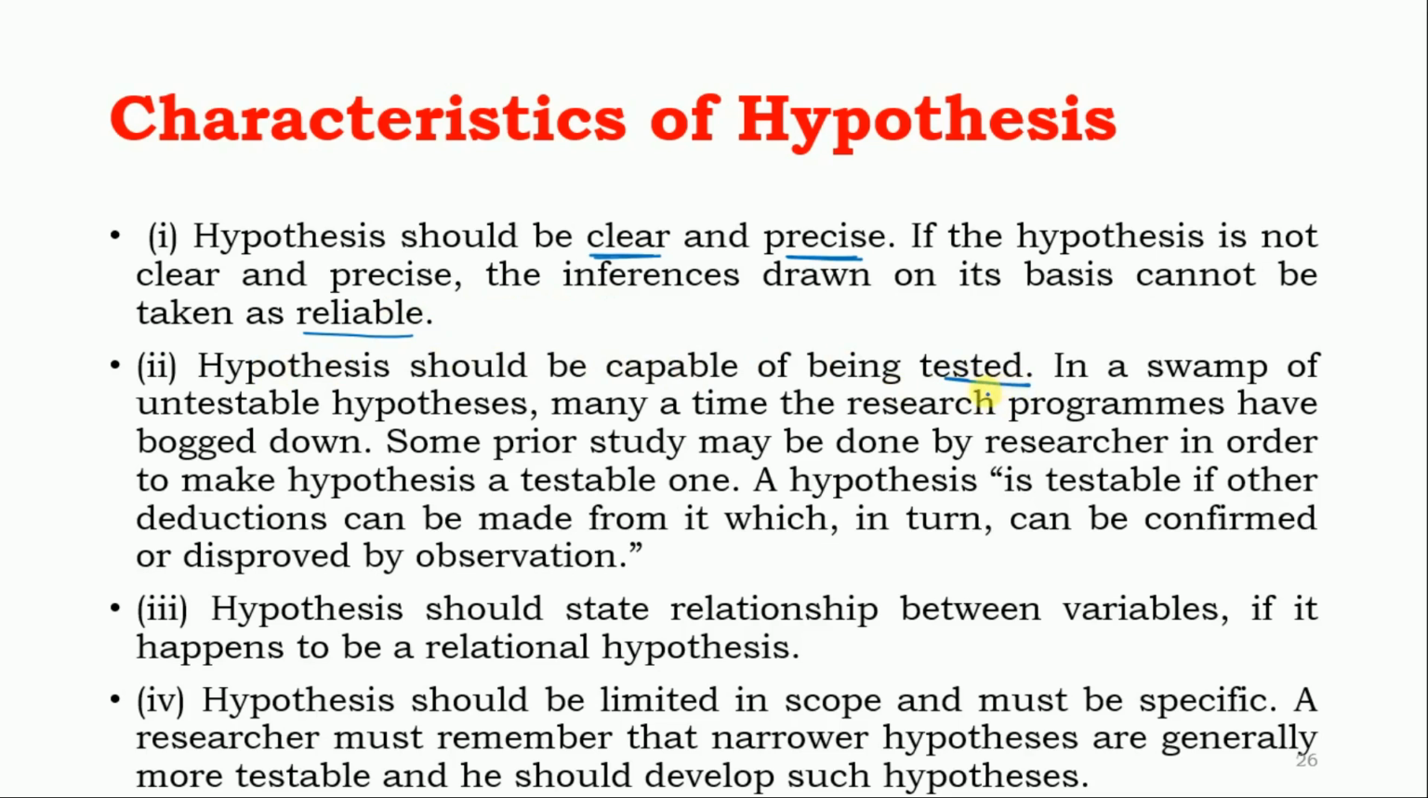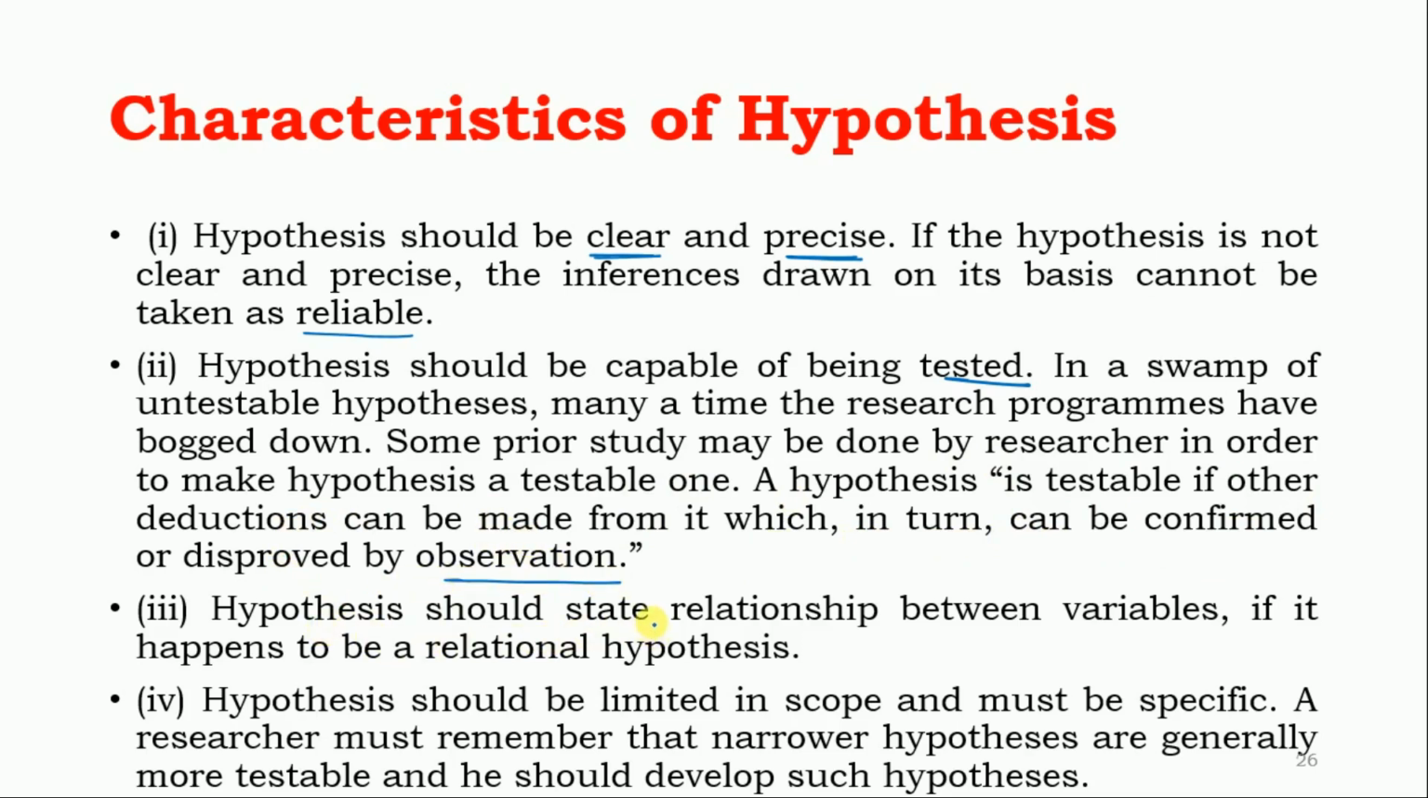That we have already discussed. It should be tested. In a swamp of untestable hypotheses, many a time research programs have bogged down. Some prior study may be done by the researcher in order to make the hypothesis testable. A hypothesis is testable if other deductions can be made from it, which in turn can be confirmed or disproved by observation. This we are going to discuss in the next slide.